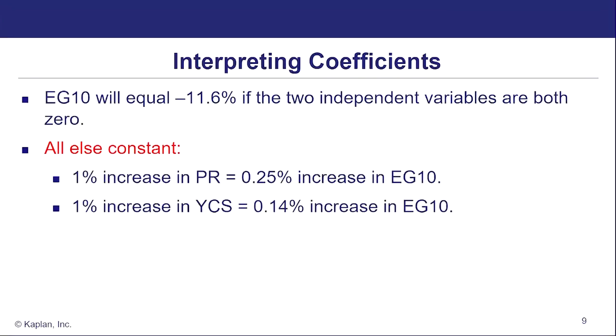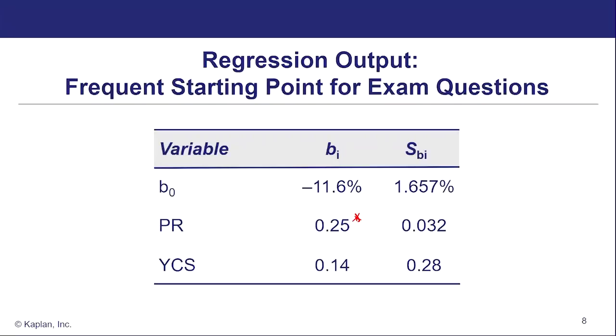All right, so now how do I interpret these coefficients? The first coefficient interpretation is for beta naught. So beta naught is negative 11.6%. Remember, the Y variable is the real earnings growth rate. All right, so if X1 and X2 are equal to 0, then Y, the real earnings growth rate, is negative 11.6%. And that is the interpretation of the intercept term.